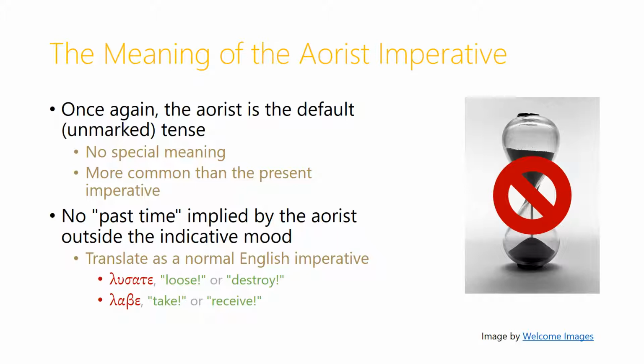So again, like with the infinitives, we translate these aorist imperatives just as a normal English imperative. Lusata would mean loose, or release, or destroy. Labe would just mean take, or receive.